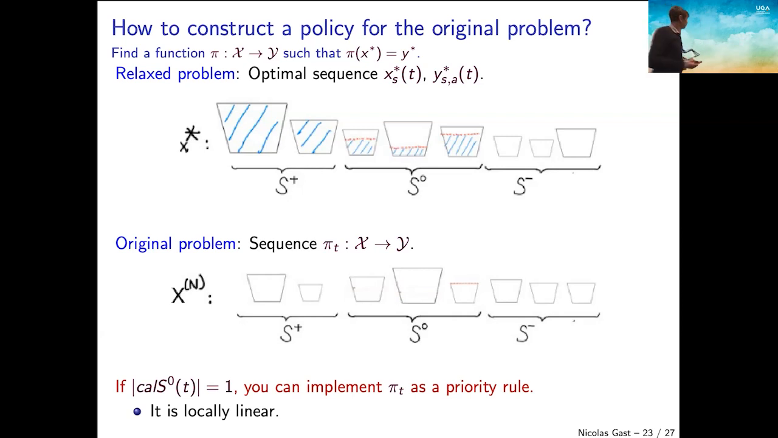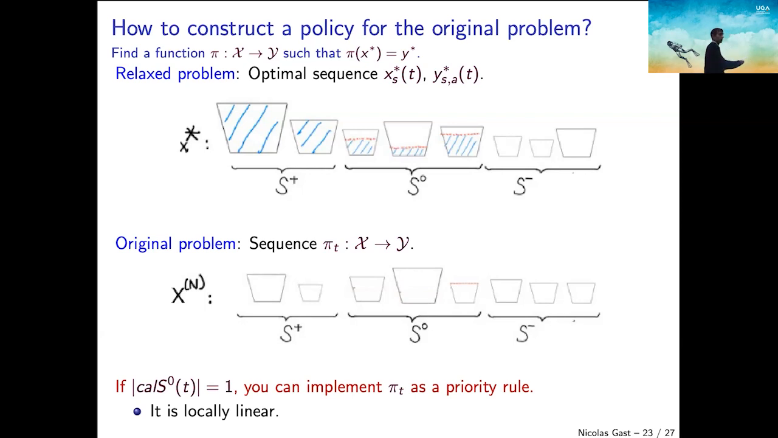And now the simple idea is just that, imagine that here what I did is that I have states S plus, S0, S minus. These S plus, you see, they are all full. These S minus are all empty. And these S0 are the ones that are half full. And the idea is just that if there is only one state in S0, then the policy that is here is a priority policy. It means that you first fill these boxes, then this one, and then this one.